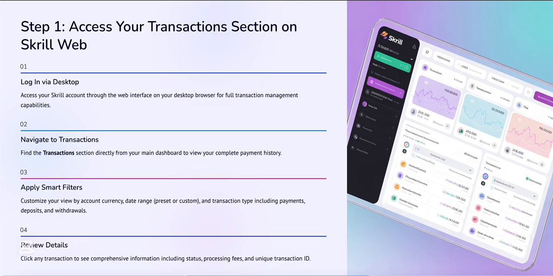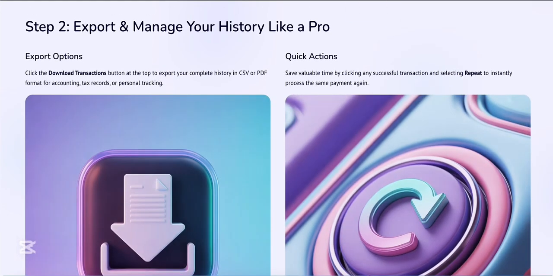Here's the guide to checking your transaction history quickly and efficiently. Step 1, log into your Skrill account, mobile or desktop. Step 2, go to activity on the top menu. This shows all transactions, deposits, withdrawals, payments, and received funds. Step 3, use filters for date range, transaction type, or currency to quickly find specific transactions.